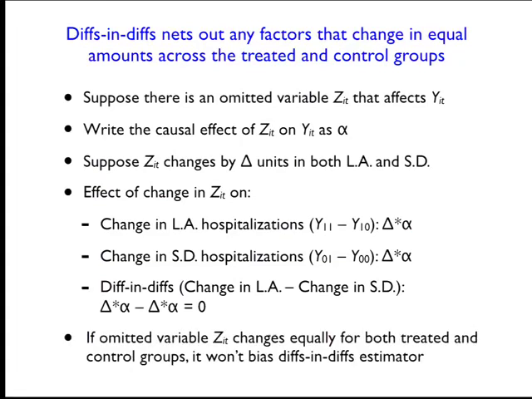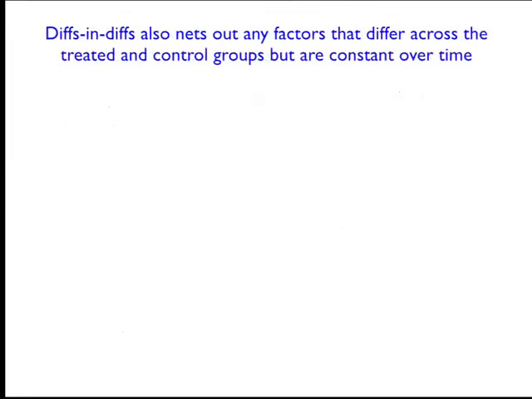That's true if Z_it changes equally for both the treated and the control group, so in this case, both in San Diego and in Los Angeles. If that's not true, say Z_it is changing a lot in San Diego but not in Los Angeles, or vice versa, then this differencing technique is not going to work. What might be a little bit less obvious because of how I wrote up the difference in differences estimator, but is nevertheless true, is that it's also going to net out any factors that differ across the treated and control groups that are constant over time.